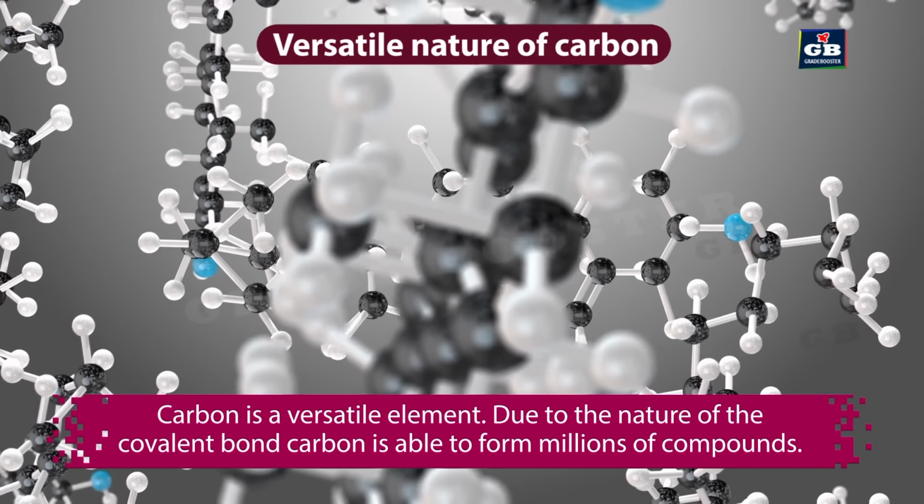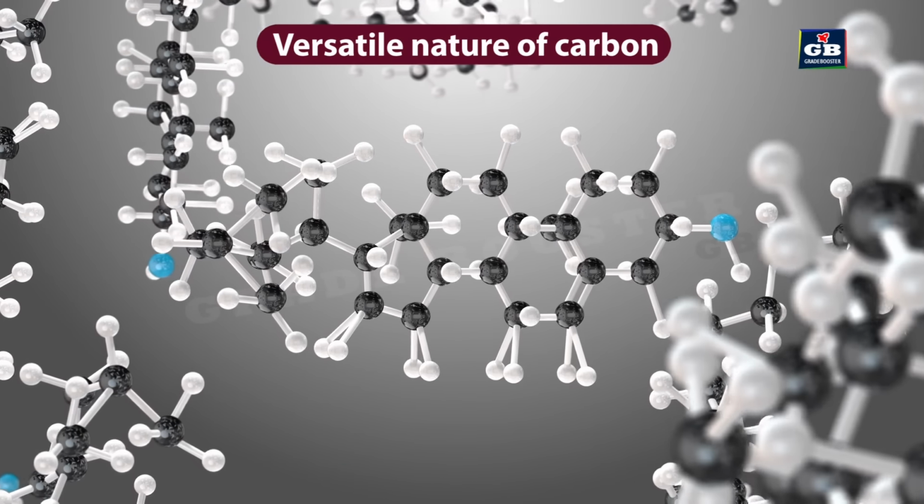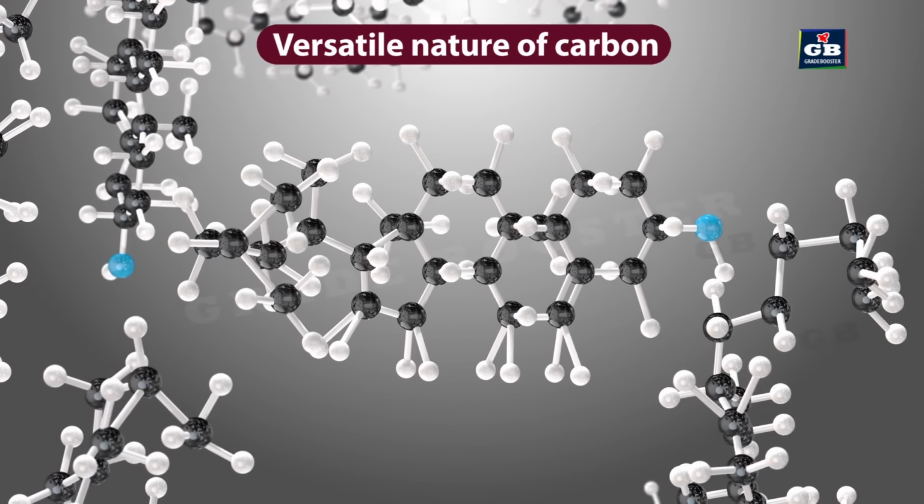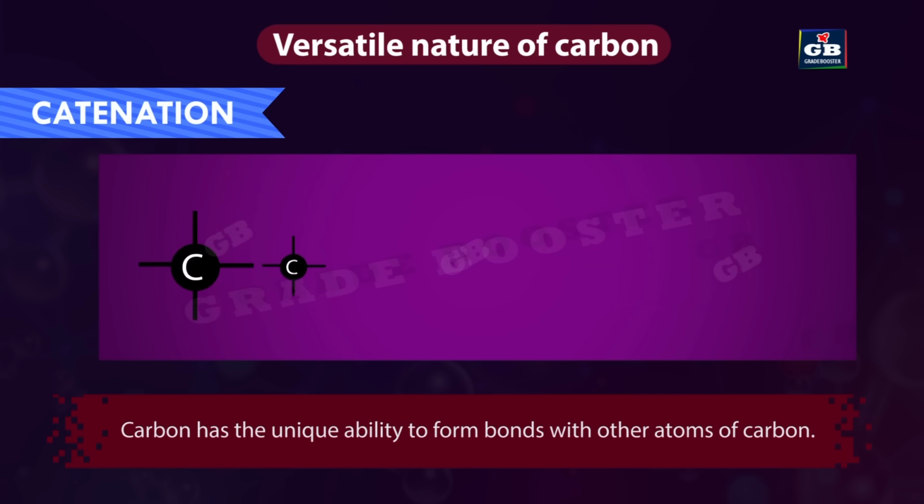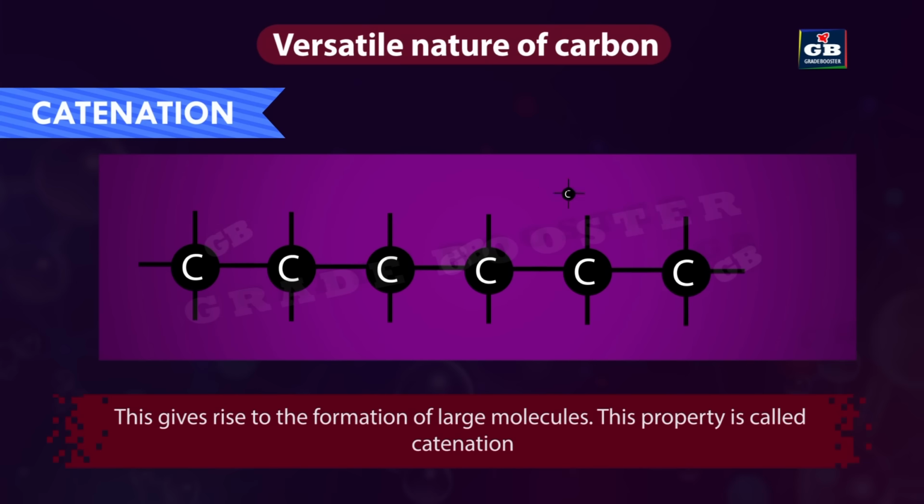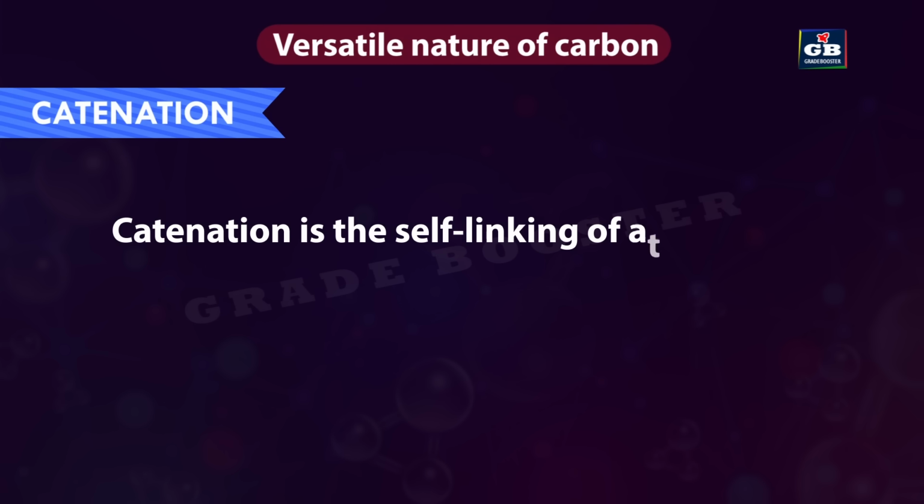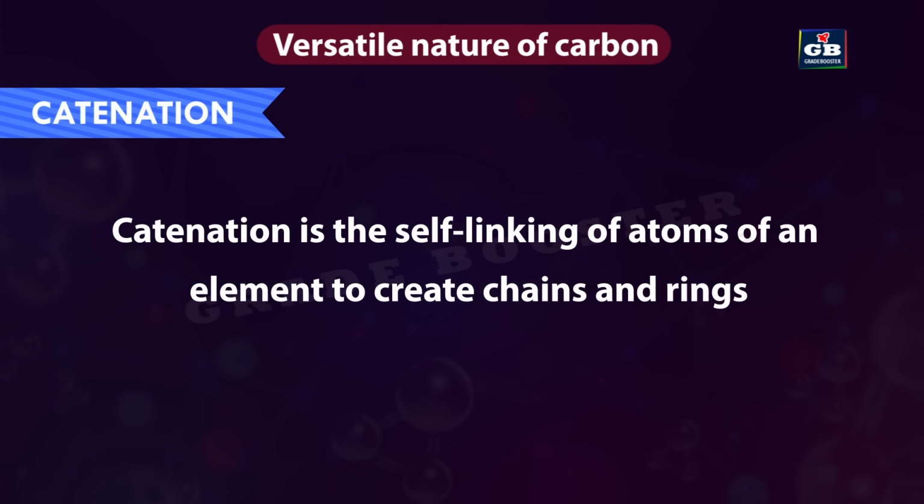Let us see the 2 main factors which make carbon a versatile element. Catenation. Carbon has the unique ability to form bonds with other atoms of carbon. This gives rise to the formation of large molecules. This property is called catenation. Catenation is the self-linking of atoms of an element to create chains and rings.